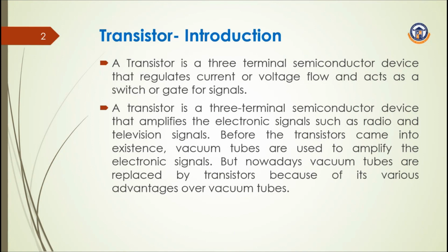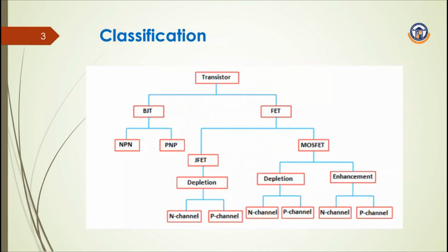Let's see the construction of a transistor. Before going to see that, we will see the classification of a transistor. A transistor is basically classified into two types: bipolar junction transistor and field effect transistor. The bipolar junction transistor is divided into two types, NPN and PNP, based on the construction, and the field effect transistor is divided into two types based on the construction: junction field effect transistor and metal oxide field effect transistor.